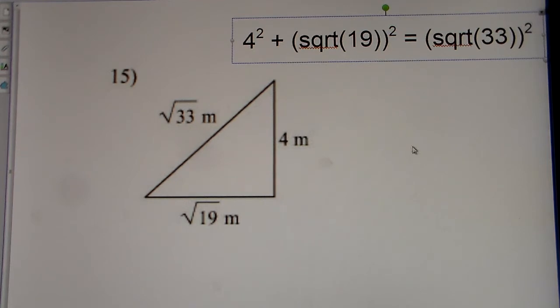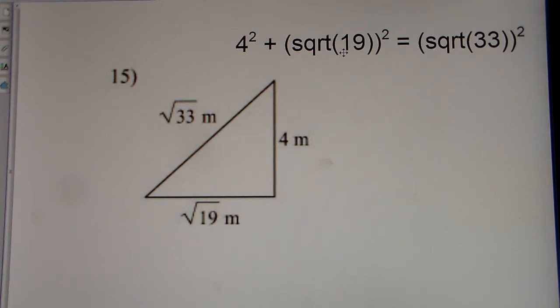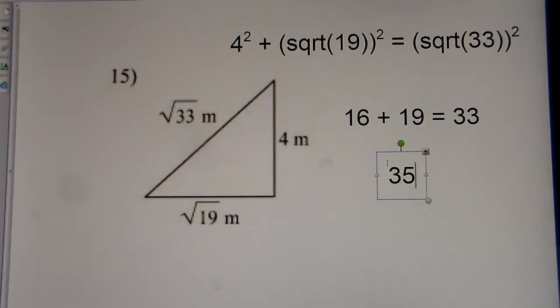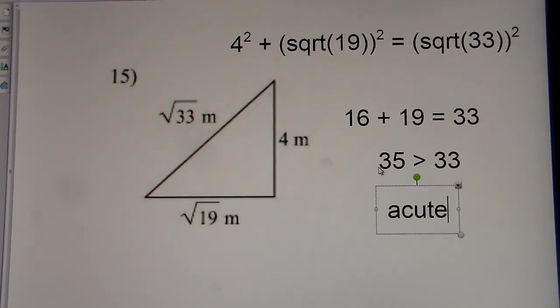We're going to crunch this out. 4 squared is 16. The square root of 19 squared is just 19. It's just itself. And the square root of 33 squared is just 33. 16 plus 19 gets you 35. So we have 35 is greater than 33. Now when a squared plus b squared is bigger than c squared, we have an acute triangle. So the answer to number 15 is acute.